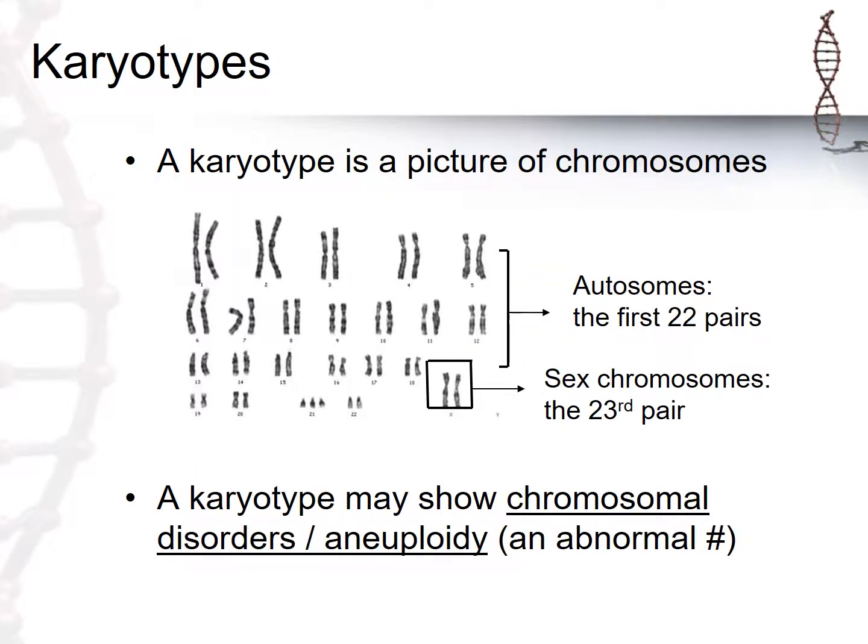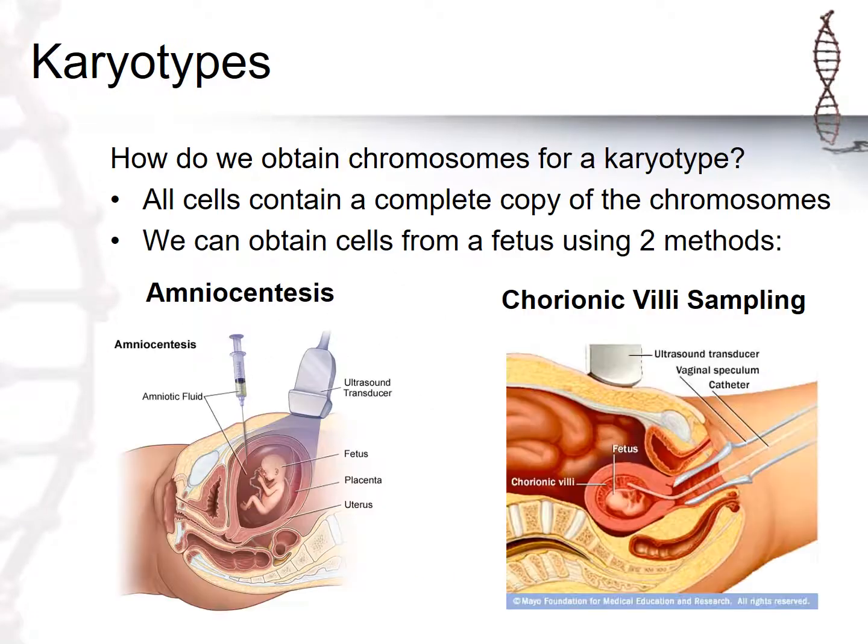All right, karyotypes. A karyotype is a picture of chromosomes, like the one shown in this image here. Your autosomes are your first 22 pairs of chromosomes, and your sex chromosomes are the 23rd pair. Karyotypes will show you your chromosomal disorders and your aneuploidy. Aneuploidy means an abnormal number of chromosomes. So let's look at some of these.